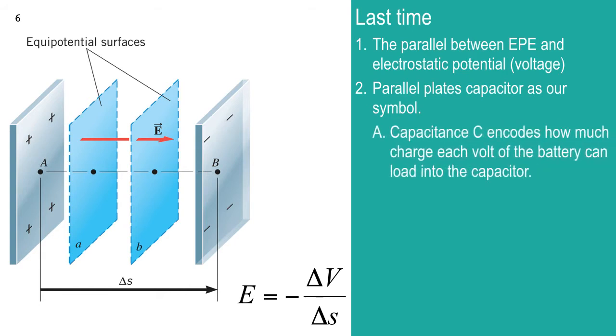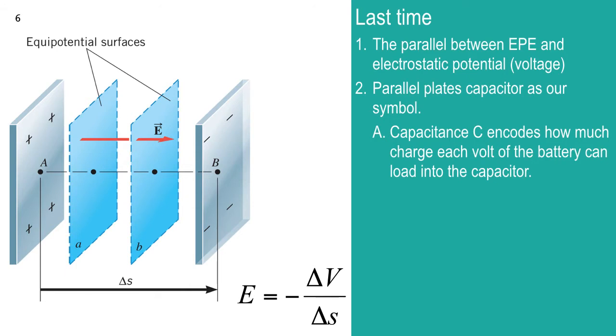The other thing we talked about was the idea of capacitance, which basically encodes the structure of your plates, how far apart they are, how much surface area they have. And that basically controls how much charge every volt of your battery can load into the capacitor. So if you have a 1 volt battery, you can put a certain amount of charge into your capacitor. Okay, if you have a big capacitor, it'll all be in there.